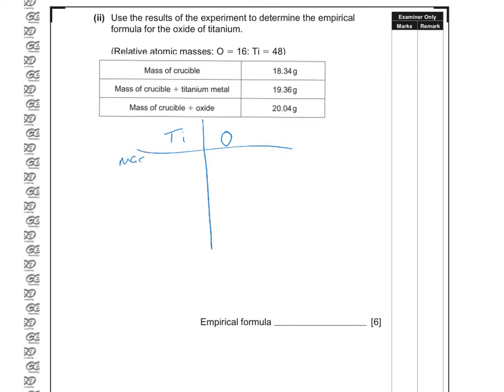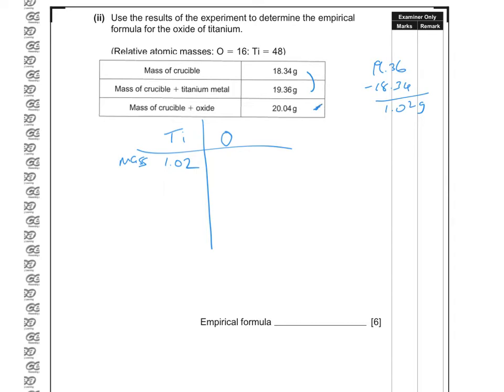So mass of the titanium, well, I'm going to subtract the 18.34 from 19.36, and that will leave me with the mass of titanium. So 19.36 and subtract 18.34, that gives 1.02 grams, so I'll just put that in there. Then I'll work out the mass of oxygen.